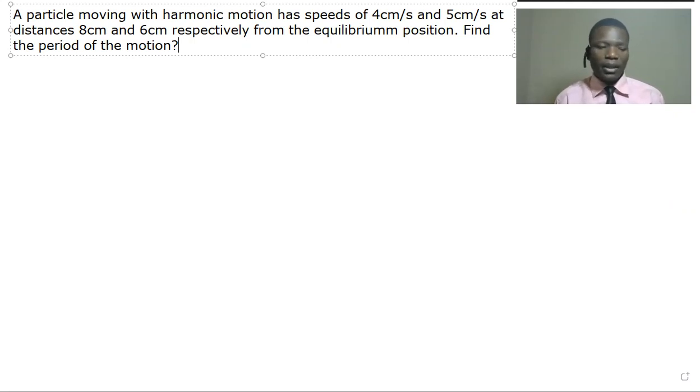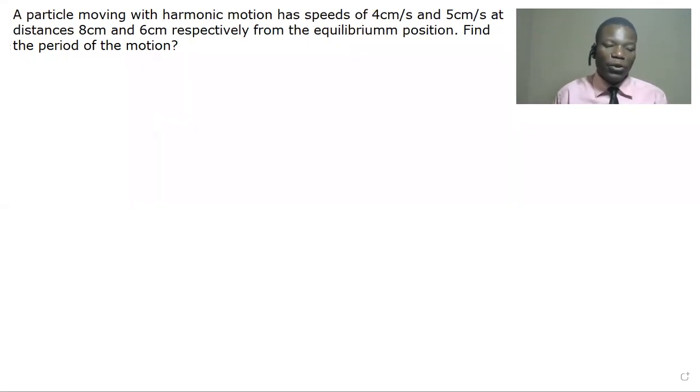We have a question from Simple Harmonic Motion. A particle moving with harmonic motion has speeds of 4 centimeters per second and 5 centimeters per second at distances 8 centimeters and 6 centimeters respectively from the equilibrium position. Find the period of the motion.